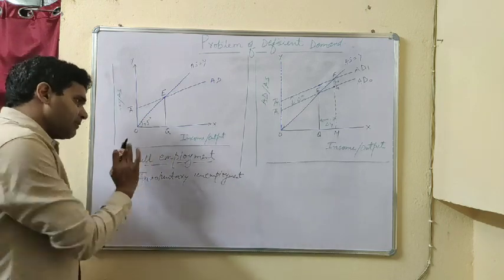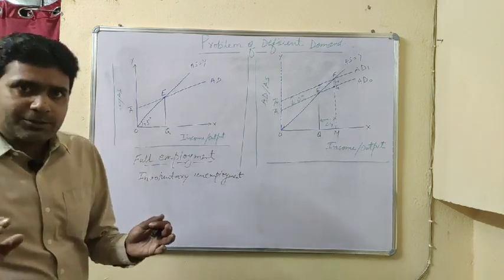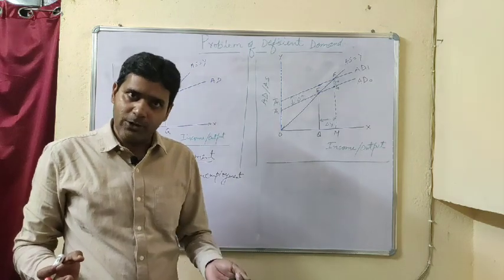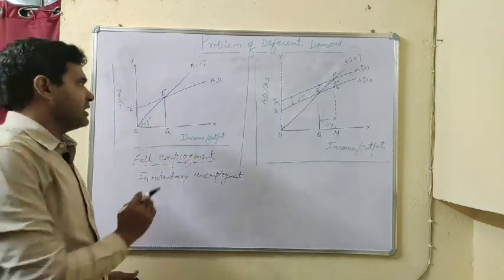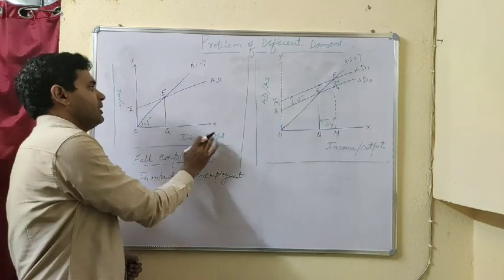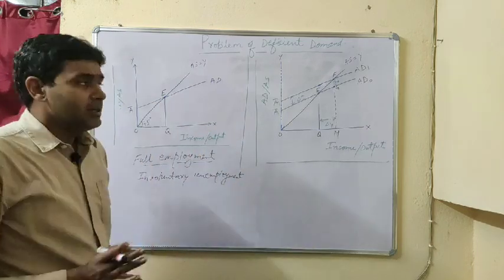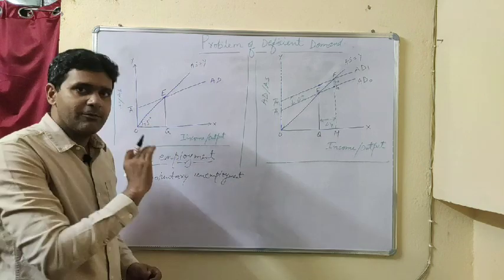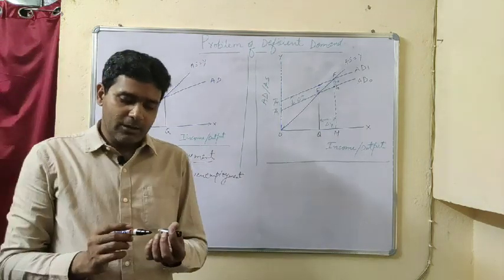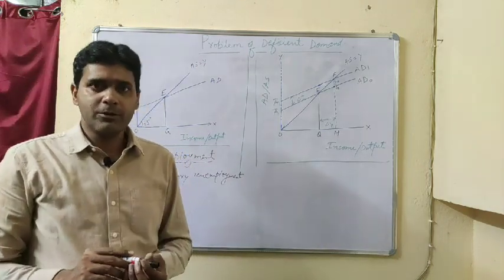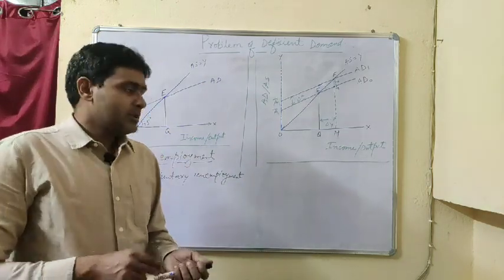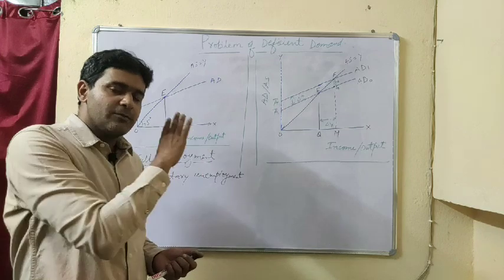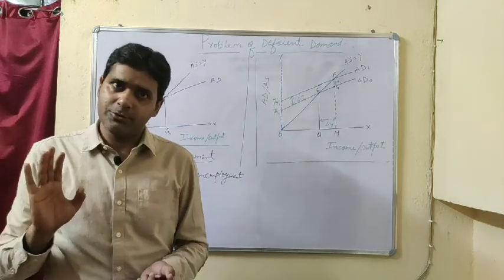What is the full employment equilibrium? Where all the factors of production are fully employed. So this is the general phenomenon of getting an equilibrium level of income, output and employment. This we have dealt with when we were dealing with the equilibrium level of income and output with the aggregate demand and aggregate supply approach. This we have also discussed with the saving and investment approach.